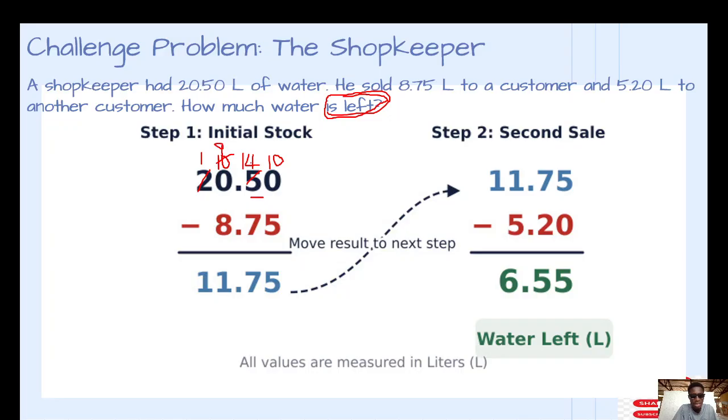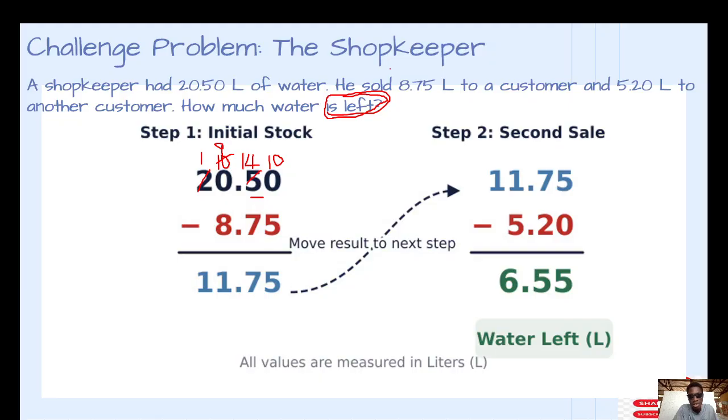Okay. So now we can go ahead to subtract 7 from 14, leaving us what? 7. Then you put down your decimal point. It should be well aligned. Now we have 9 here. So 9 minus 8 gives us what? 1. And then 1 minus 0 or nothing gives us what? 1. So our final answer is 11.75 liters.